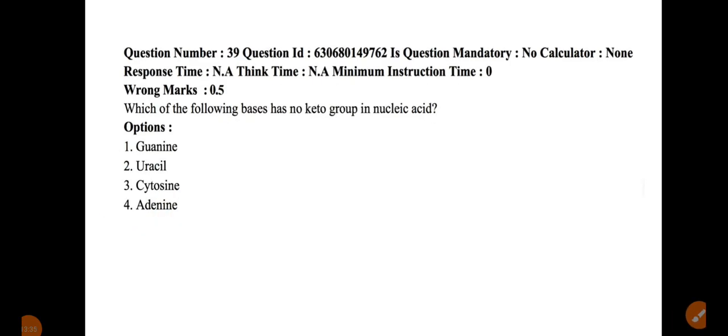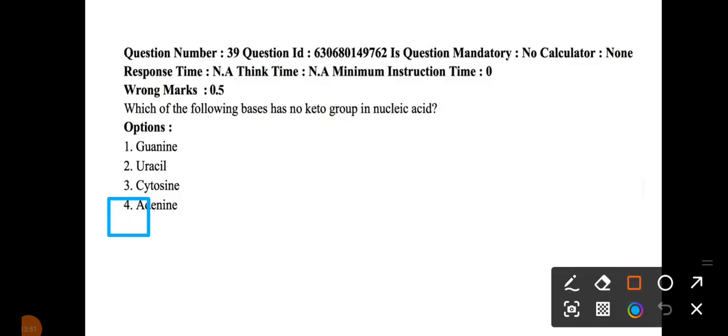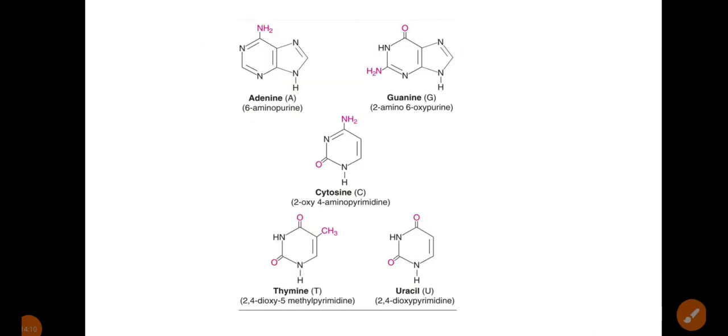Okay, the next one: which of the following bases has no keto group in nucleic acid? Guanine, uracil, cytosine, and adenine, right? So what is the answer over here? Our answer is adenine. Adenine does not contain the keto group. That is also very important from biochemistry. The topic is nucleic acid. You have to know all the structures of the basic purine and pyrimidine bases. We will see all the structures here.